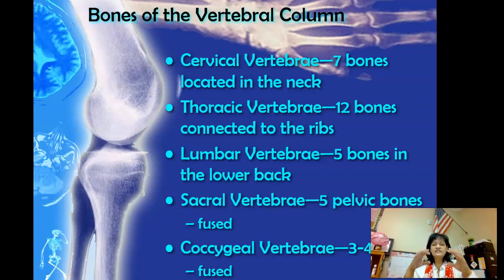So you can't see separate bones. You can see spacing where the vertebrae look like they were fused together. And then you have your coccygeal vertebrae, and there's 3 to 4 bones at the very tip that are fused. We call that your tailbone. Okay, 3 to 4 of the coccygeal completely fused.